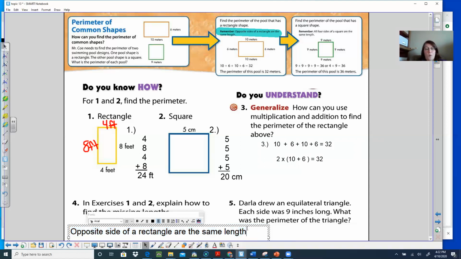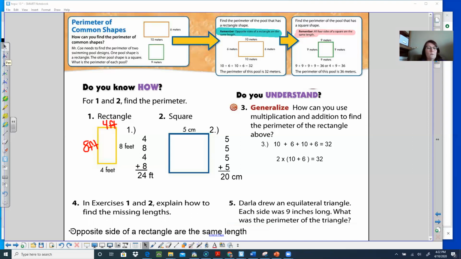Now we need to talk about the square. So let's use a different color. Let's use pink. I like pink. So here for the square, they gave us a hint. All four sides of a square are the same length. So we need to type that also.